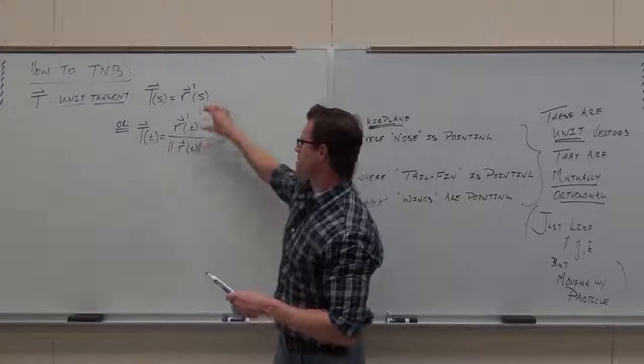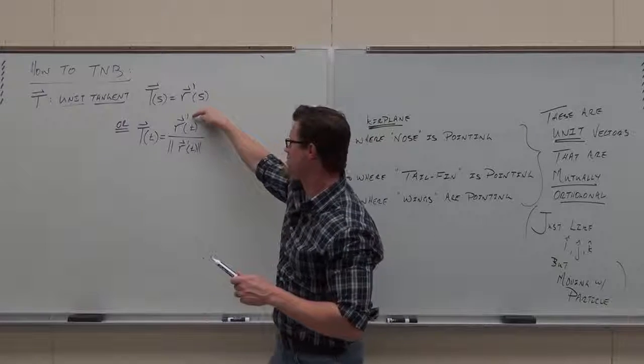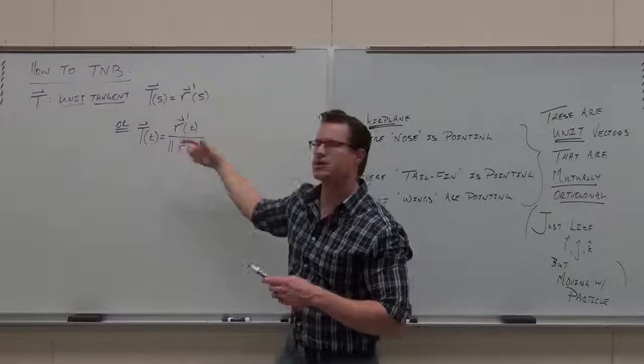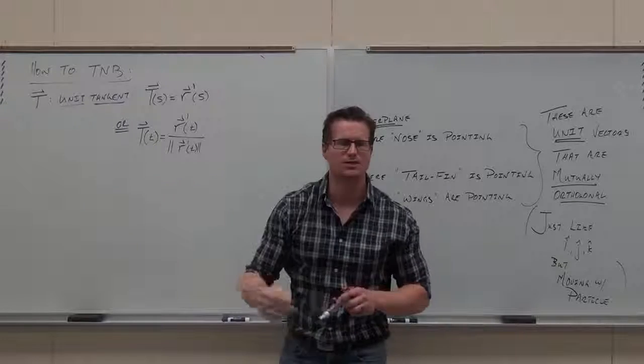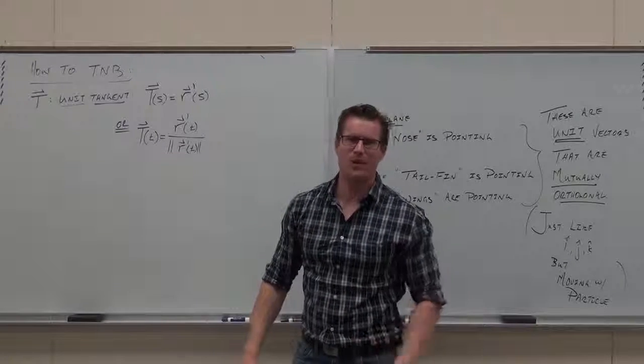Let's verify that. Here's a vector divided by the magnitude of the vector. That's a unit vector. This is a tangent vector divided by the magnitude of the tangent vector. It's a unit tangent vector. That's what the T stands for. This is typically how we do it. You know why?